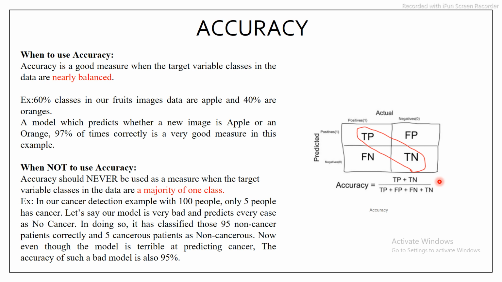So when not to use accuracy: accuracy should never be used as a measure when the target variable classes in the data are mostly of one class. As I already told you, in 1 lakh customers, if the churning customers are let's say 80,000 and 20,000 are not churning, in that case if you are using accuracy as a good measure, then you are fooling yourself. So in that case, don't try to use accuracy.